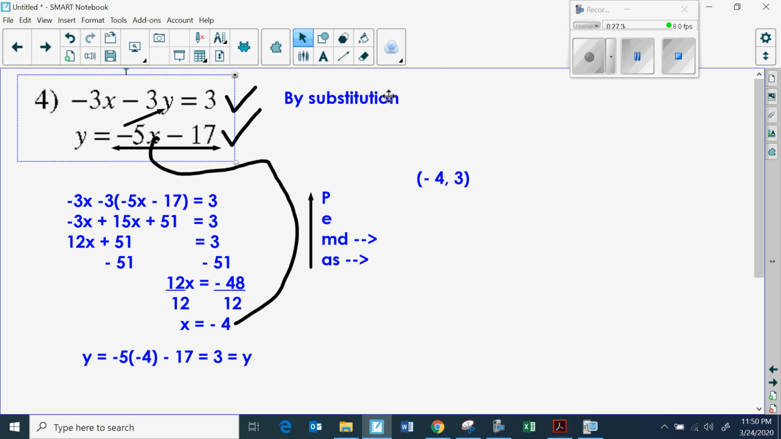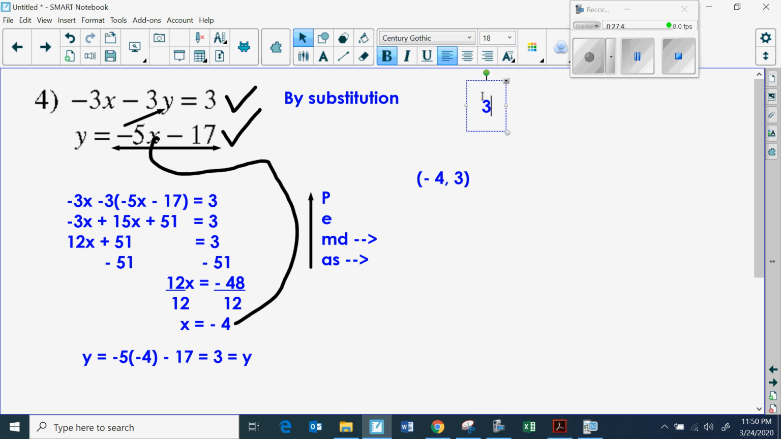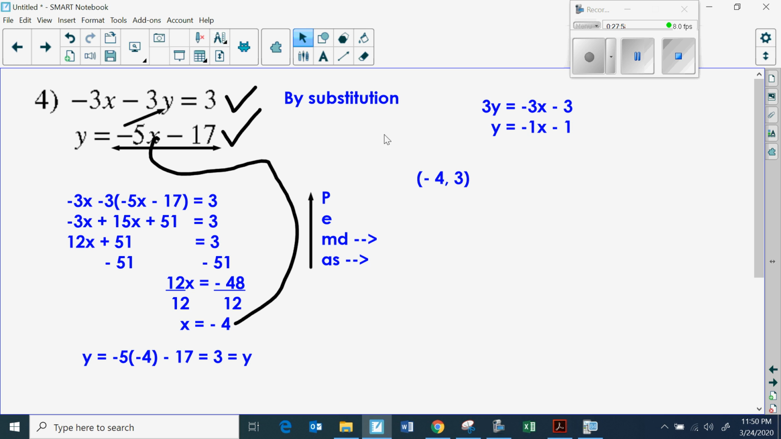So if I was to do that, I'm going to make it short. I'm moving the -3y across. I get +3y, subtract that across, and I get 3y equals -3x minus 3. Last step, I'm dividing by 3 on every term, and I get y equals -1x minus 1. Okay, so I have that equation and that equation. I can put that in the graphing calculator now.